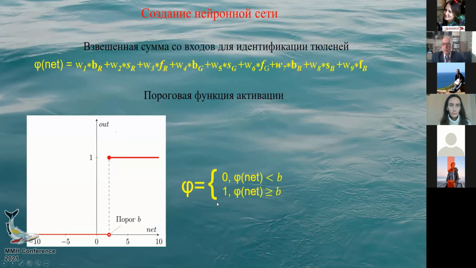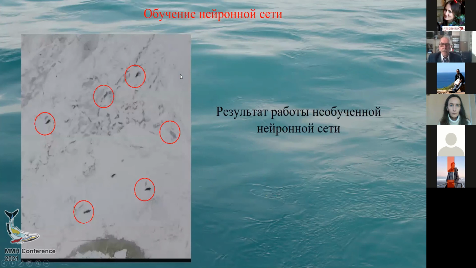In order to calculate the sum total, we use the formula on the top. In order to activate the network, I'm using the threshold function. And as soon as the threshold is passed, then the neural network decides that the picture matches, the picture can be identified as a seal.